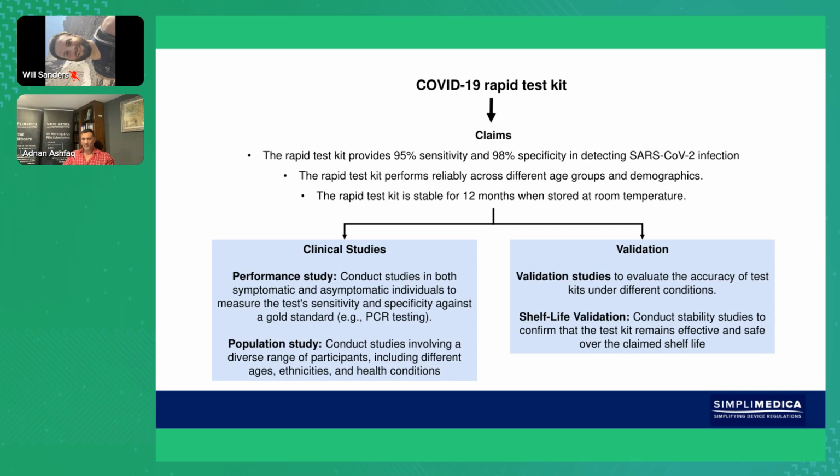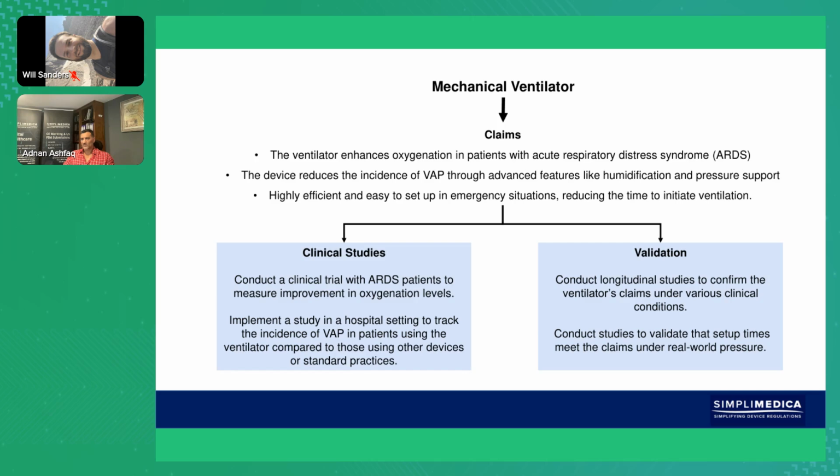So for example, these are claims for a rapid COVID-19 test kit: you would have 95% sensitivity, 98% specificity. We make these claims. The rapid test kit performs reliably across different age groups and demographics. The rapid test kit is suitable for 12 months when stored at room temperature. But did we validate all of these points? We've got to make sure that we're validating them, and that would be done in clinical studies. Shelf life, usability, it's all going to be tested.